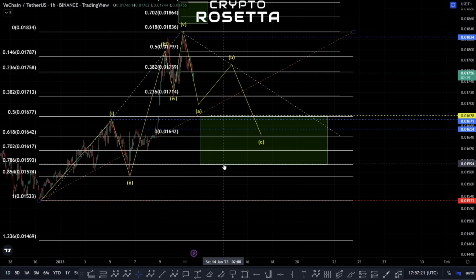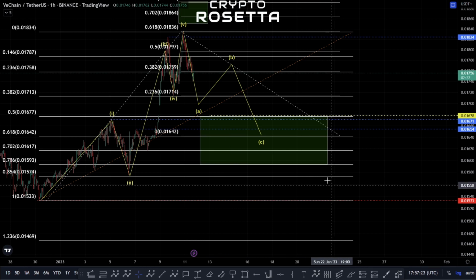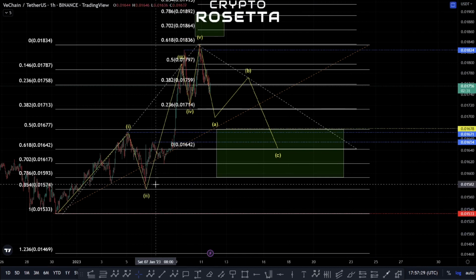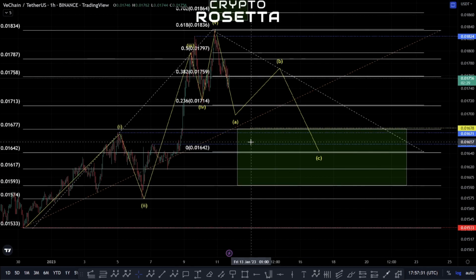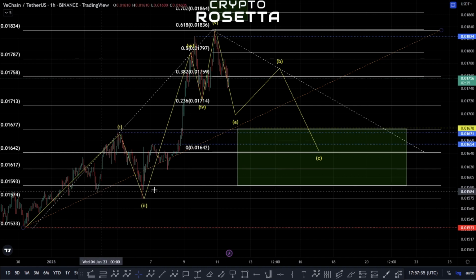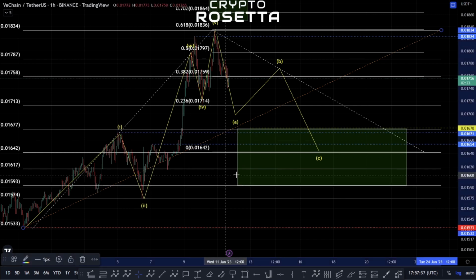Breaking below that range makes it less likely, though it's only really invalidated by crossing back below this 1533. If we cross back below this 1533, then we have some other structure going on here, and effectively we would have to reevaluate this count. Though for the most part, I am thinking this is what's playing out.